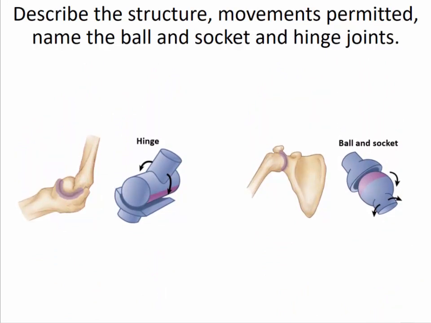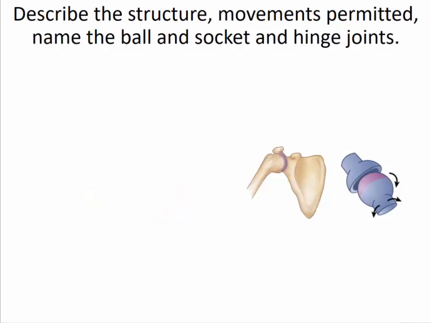So we mentioned these two types of joints specifically already. The hinge, where you have the convex surface of one bone fitting into the concave surface of another and allowing for movement in only one plane. And the ball and socket, a bone with a ball-shaped head articulating within a cup-shaped socket of another bone.